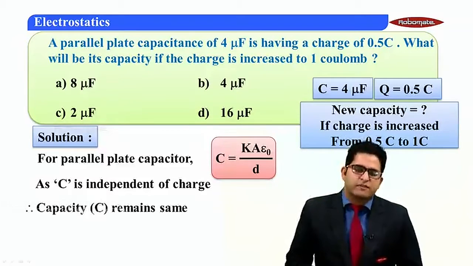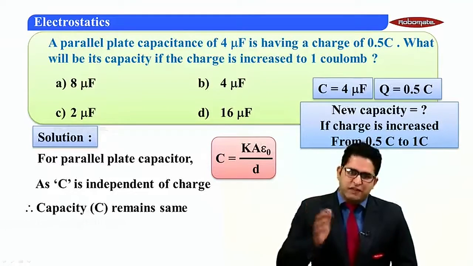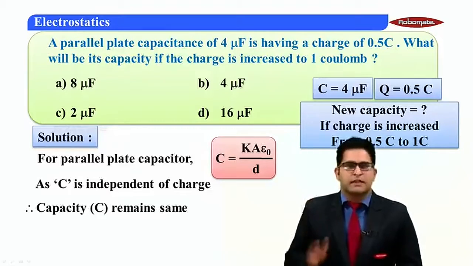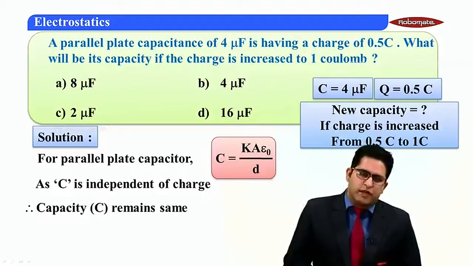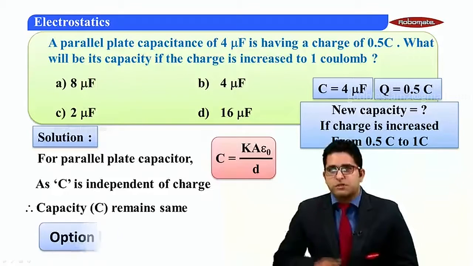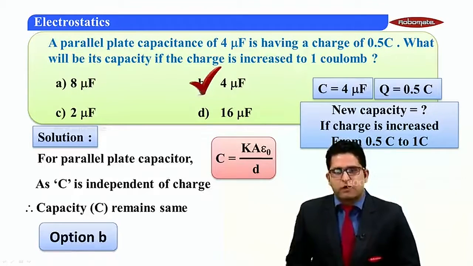So what is the earlier value of capacity? It is 4 microfarad. So even if you change the value of charge, capacity will remain 4 microfarad. So which option is correct? Yes, option B is correct, right? So we can mark option B as the correct answer. Now let us move further.